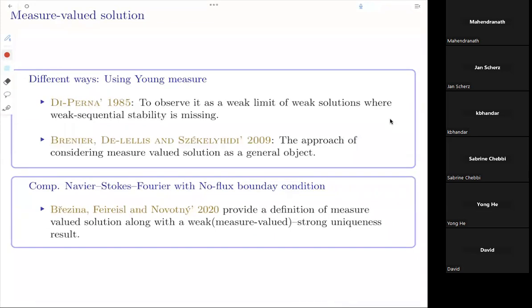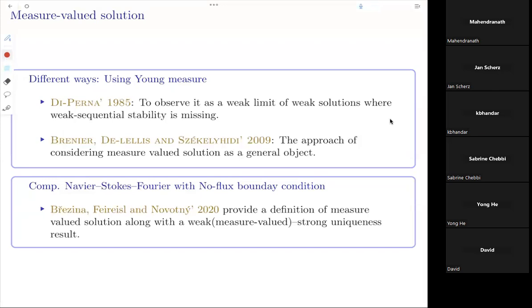And if you see that in the literature, it was first introduced by DiPerna. And he describes that in order to study the weak sequential stability, sometimes this weak limit of the weak solutions is missing. So these quantities like Young measures are basically the weak limit of the weak solution. And then Brenier, De Lellis, and Székelyhidi came up with defining measure valued solution as a general object. You don't need to consider the weak limit, but you consider a general solution which satisfies some additional property that you need to prove.